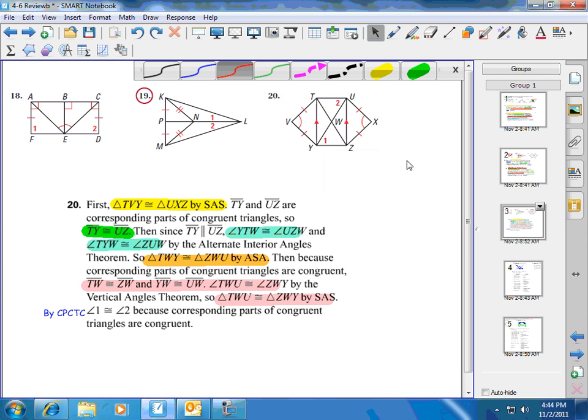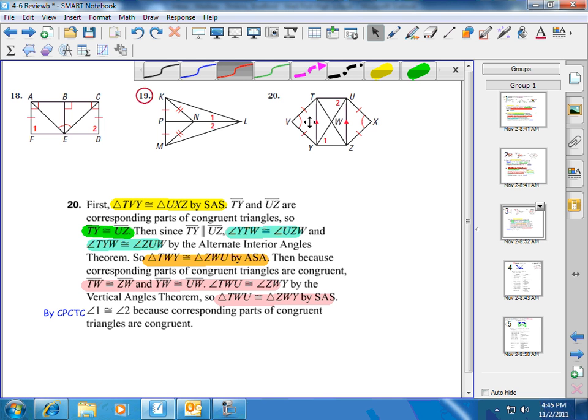Okay, we're going to take a similar approach to number 20, I think, as we did the other ones. Looking at angle 1 and angle 2, we want to show that they're congruent. So we have to show that the triangles that contain 1 and 2 are congruent, and then we can say that because their corresponding parts are congruent. So eventually we need to get to show that TWU and ZWY are congruent.